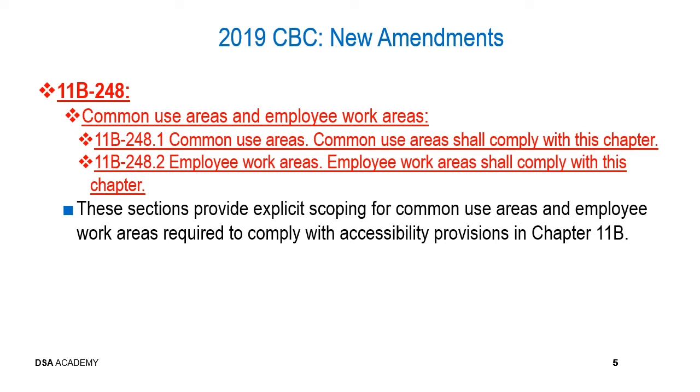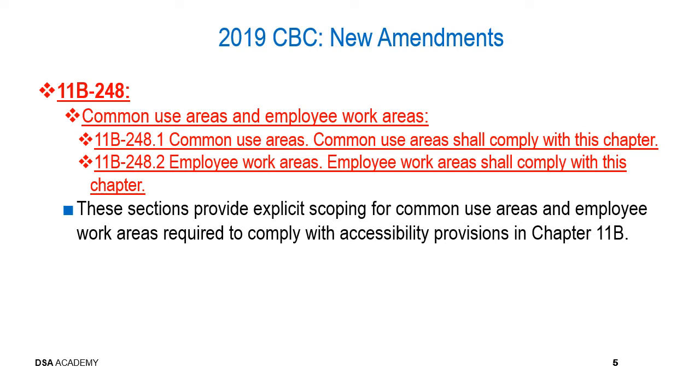Regarding this new amendment here, related to common use areas and common work areas, there's been further clarification that in 11B-248.1 common use areas, the common use areas shall comply with this chapter. Similarly, 11B-248.2 employee work areas, the employee work areas shall comply with this chapter. These sections now provide the explicit scoping for common use areas and employee work areas that must comply with the accessibility provisions covered in Chapter 11B.